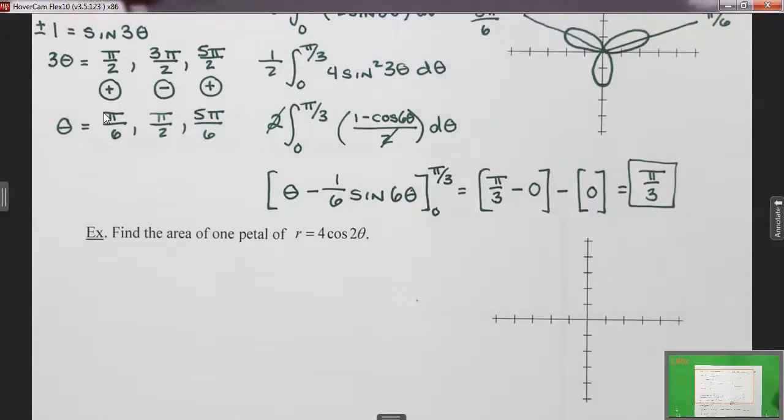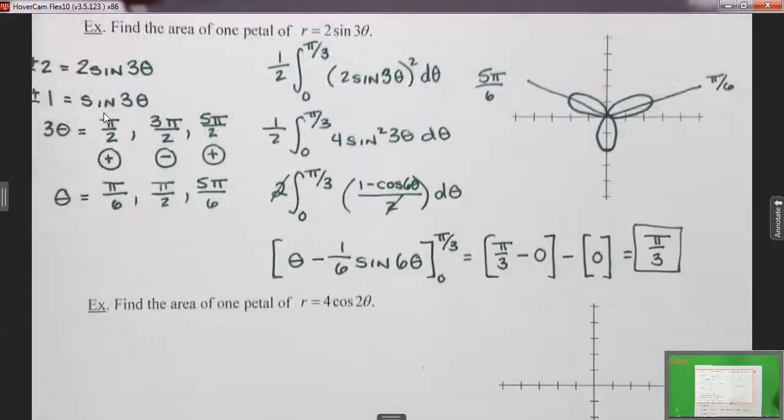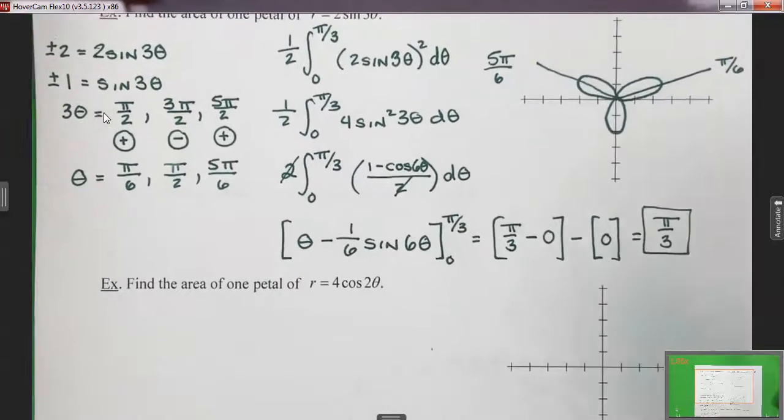Marcus, your turn. So you do the next example, 4 cosine 2 theta. I'll leave this one up so you can see. Will I be locked out? I don't know. Just leave the door open. It's pedal, baby. Alright, we gotta do it like that.